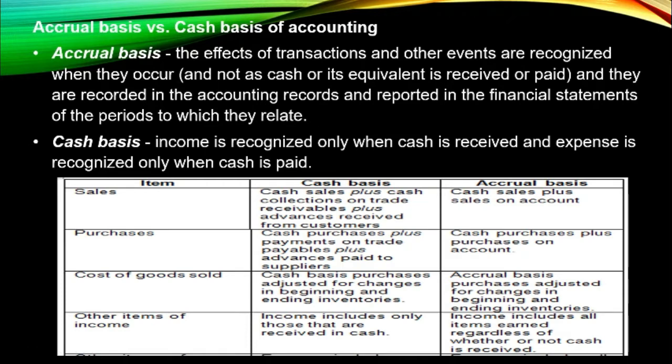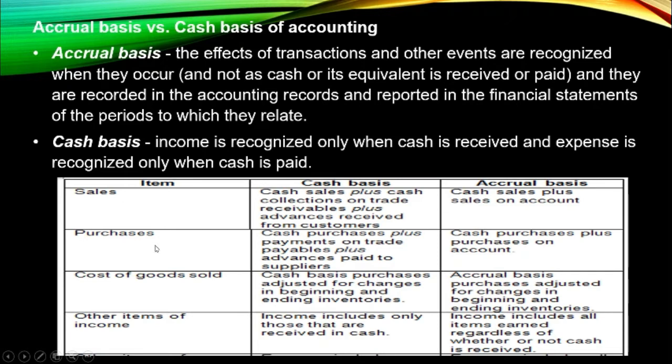So, in a cash base, income is recognized only when cash is received, and expense is recognized only when paid. So, that is the definitions of the two. Then, for items such as sales, cash sales plus cash collection on trade receivable plus advances received from customer, and that is on a cash base. In accrual base, cash sales plus sales on account. So you are going to recognize here receivables.